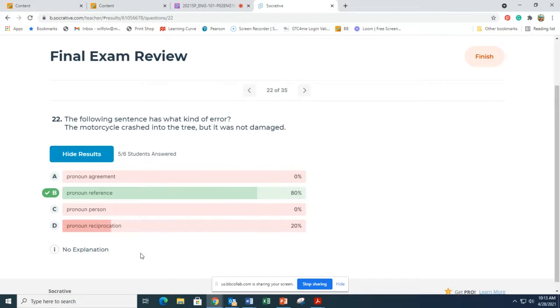All right, good job. Yeah, pronoun reciprocation. What is that? Sounds fancy. Sounds like a legitimate grammar error name. It does, but it's not. We've got "it" here, but then two things here, motorcycle and tree, so it's not clear what the "it" is. What got damaged, the motorcycle or the tree? We don't know. So the reference is unclear. What is this "it" referring to? We don't know. So it's a pronoun reference error. Good job.